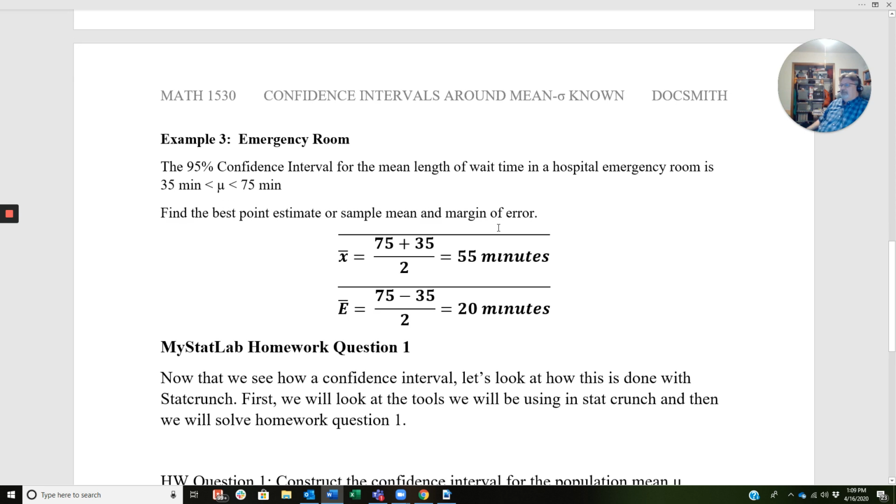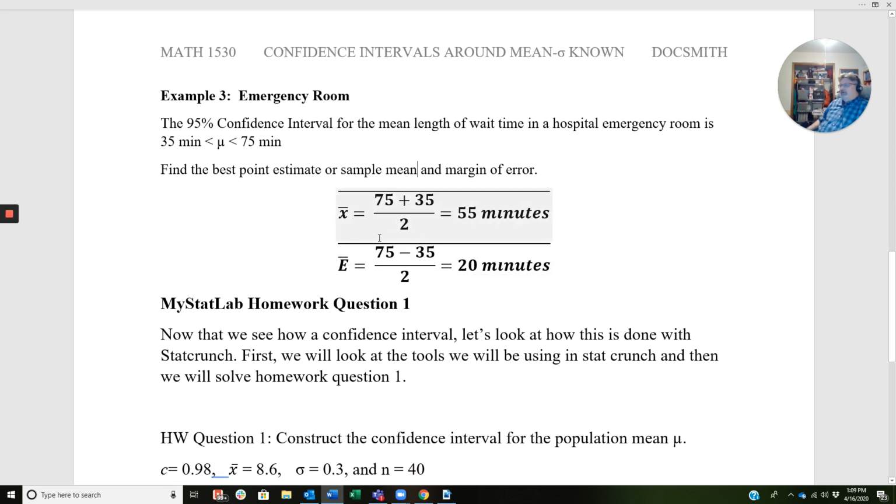And the margin of error. So X bar: I take the 75, the upper one, add the lower one, divide by 2, I get 55 minutes. And then to find the margin of error, I take the upper limit, subtract the lower limit. That's going to give me 40. I divide by 2, that's 20 minutes. And so now if we go back, we see that if I take 35, the lower limit, and add 20 minutes, I get 55. So remember that a confidence interval is symmetric around the best point estimate.